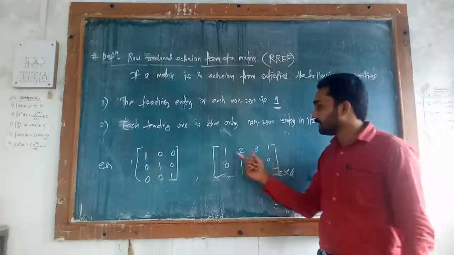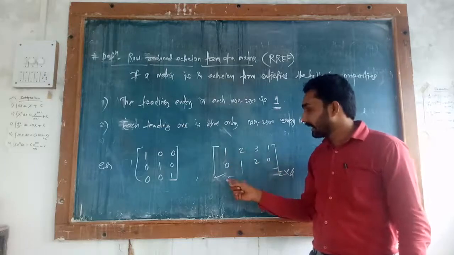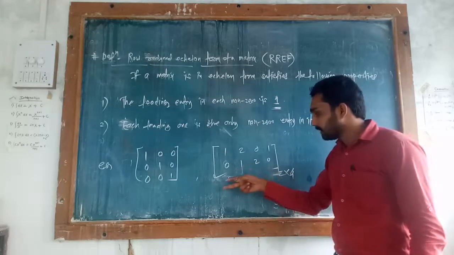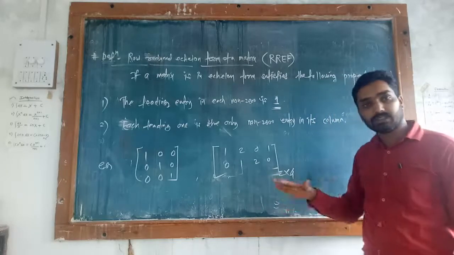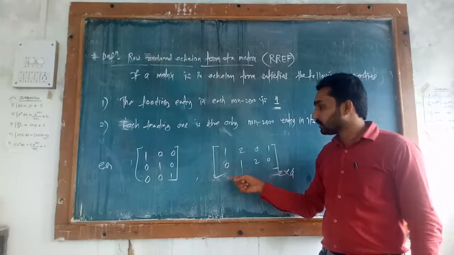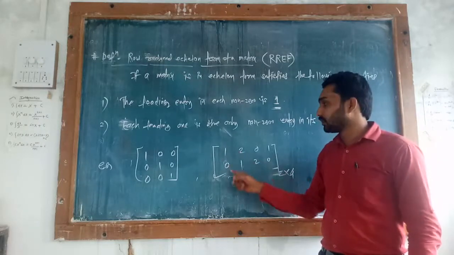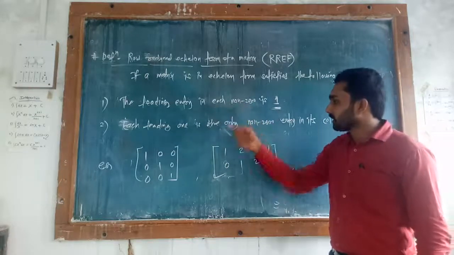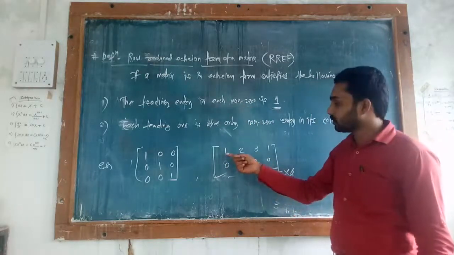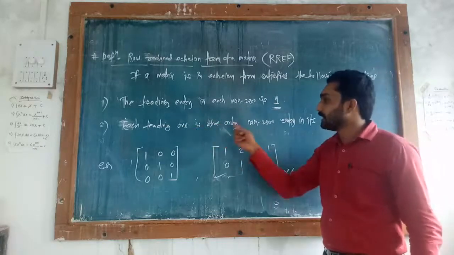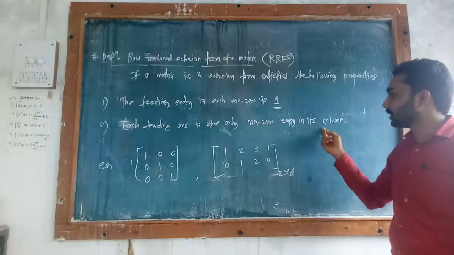Because in the first row, the leading entry is 1, and below that entry are 0. The third and fourth rows are obviously 0 rows, containing all 0 elements. So below that entry are 0, and in the first column the leading entry is 1. It satisfies both properties. The first property is each leading entry is non-zero 1. Yes, the first property is satisfied. And the second property is each leading one is the only non-zero entry in its column.